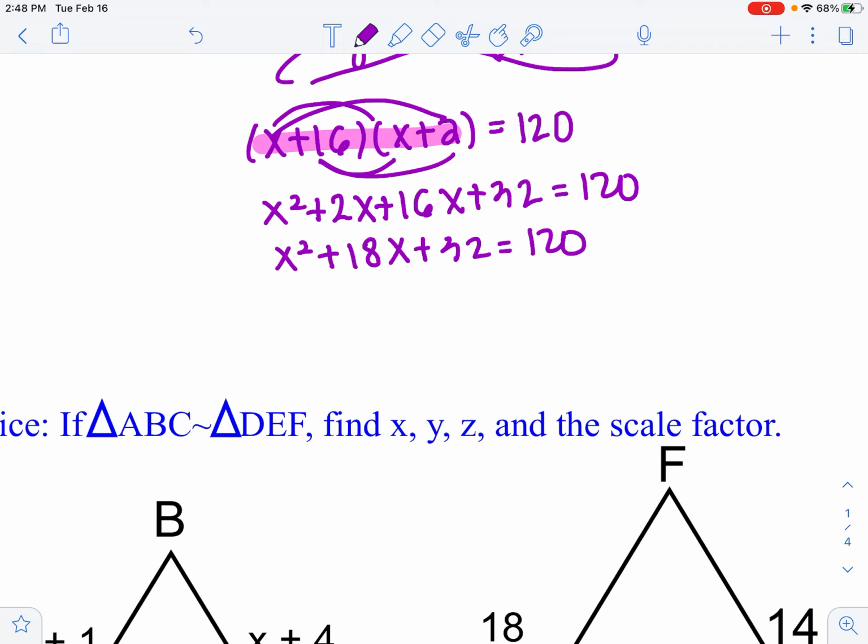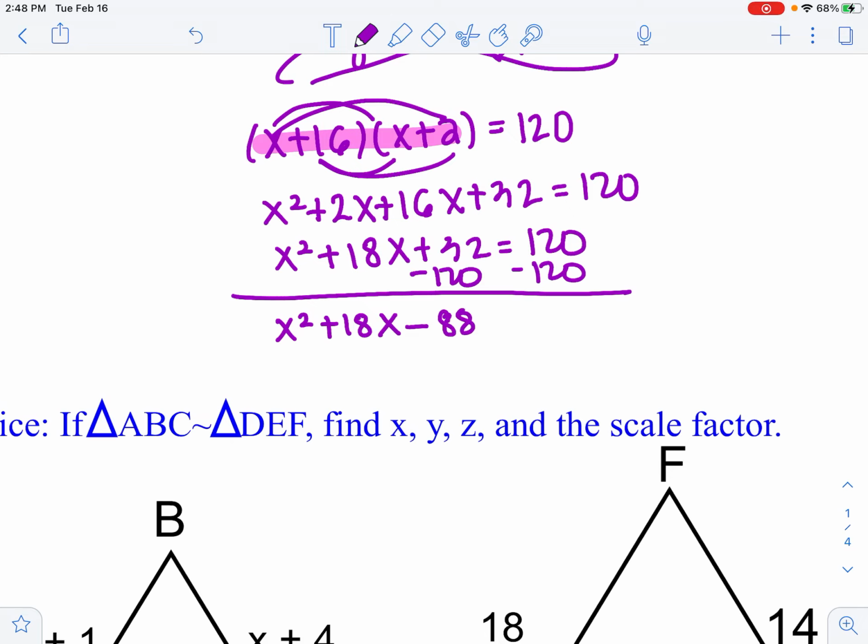And I can't solve this yet because it's a quadratic, and I can't solve it by square rooting. I want to try factoring next, but in order to solve by factoring, it has to be equal to 0. So I'm going to subtract 120 from both sides. So now I have X squared plus 18X minus 88 equals 0. All right, so now I can factor this. There is no GCF, so I'm going to make my organizational X. A times C is negative 88, and B is 18. So two numbers that multiply to give me negative 88 and add to give me 18.